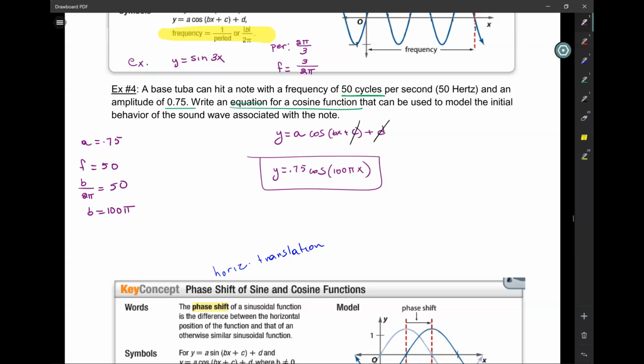This is really what we call a plug and chug problem. You just plug it into a formula. Its purpose is for you to be able to sift through information and figure out the difference between amplitude, frequency, period, and so on. Okay.